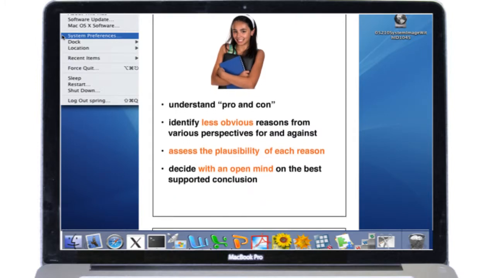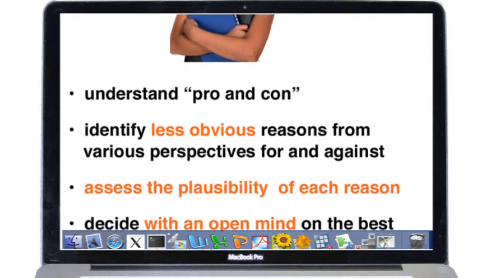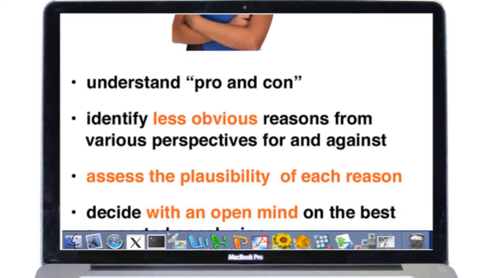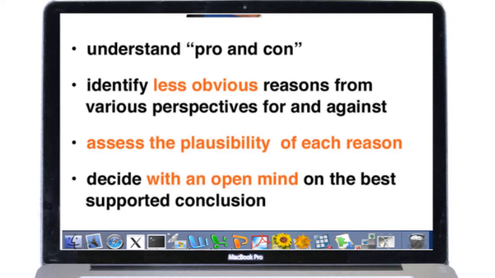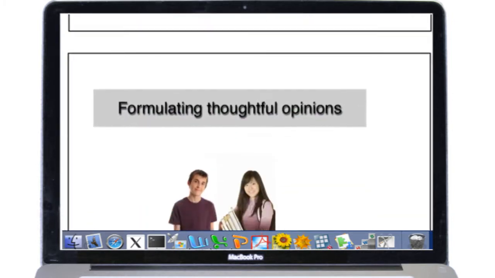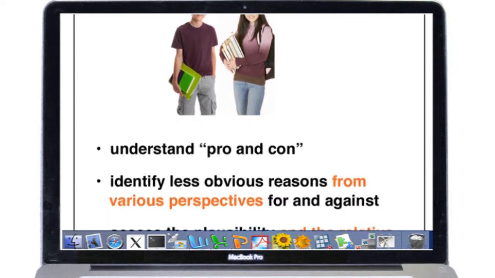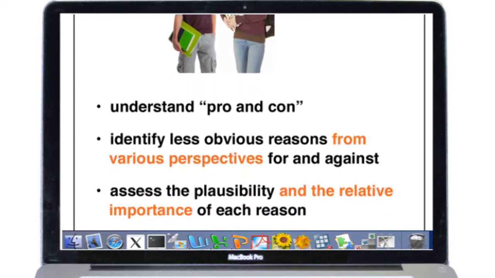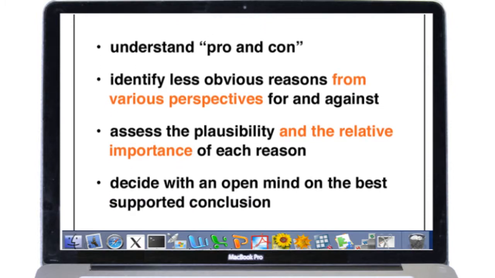At the intermediate level, we might expect students to identify several reasons, not just the obvious ones, and to assess the plausibility of each reason before trying to reach an open-minded or unbiased conclusion. By the senior level, students might be expected to identify reasons from various perspectives and to assess not only the plausibility of their reasons, but also their relative importance.